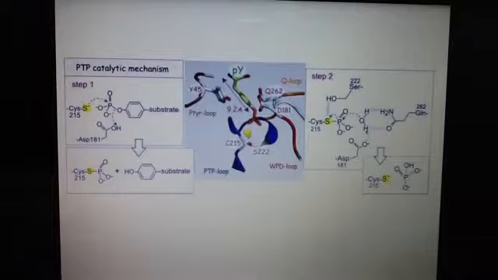Okay, we're going deeper into protein dephosphorylation. So let's talk about this, try to get the basics from this slide. We're looking to see how the phosphatase acts by the transfer and subsequent release of the phosphate group.